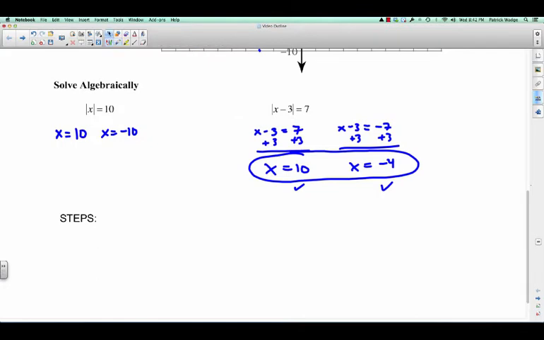So the steps, what are we doing here? Well, the first thing we're doing is we're going to isolate the absolute values. We didn't have to worry about this here. It's already isolated, but we'll see in some other questions you have to isolate it first. The second thing is you're going to write two equations.